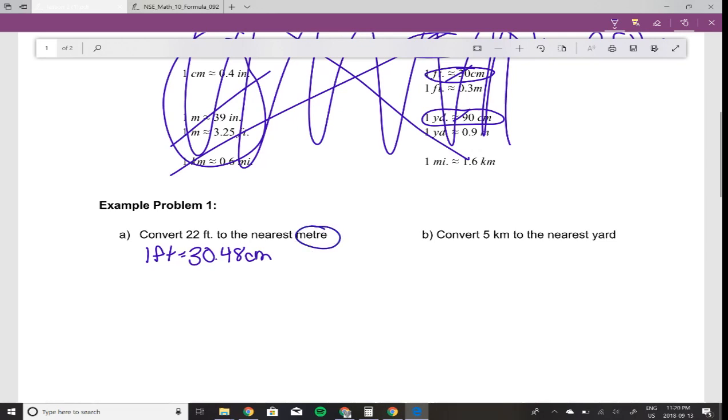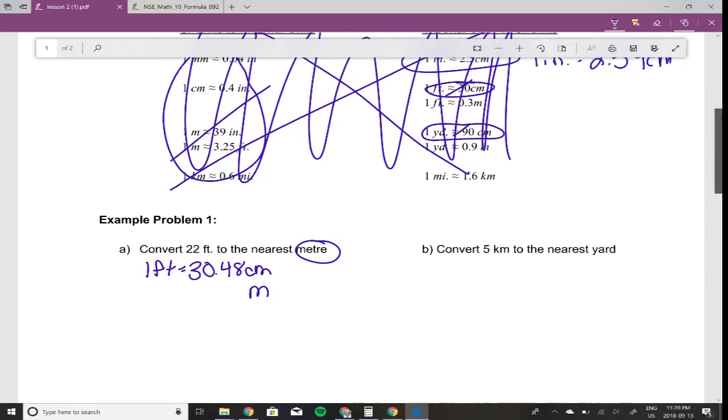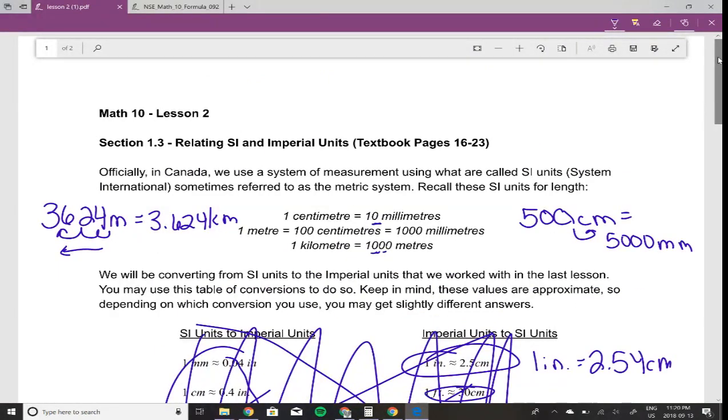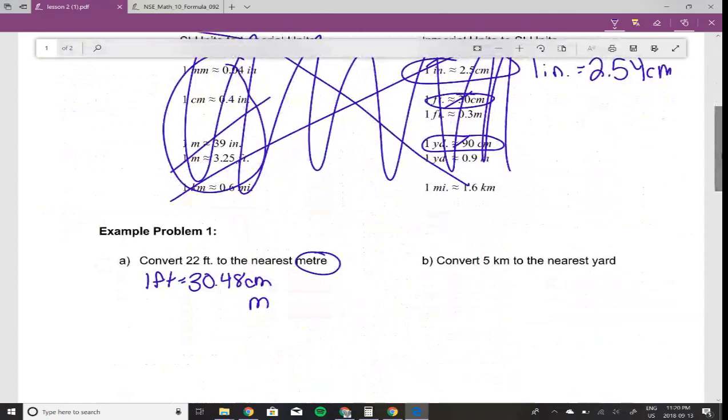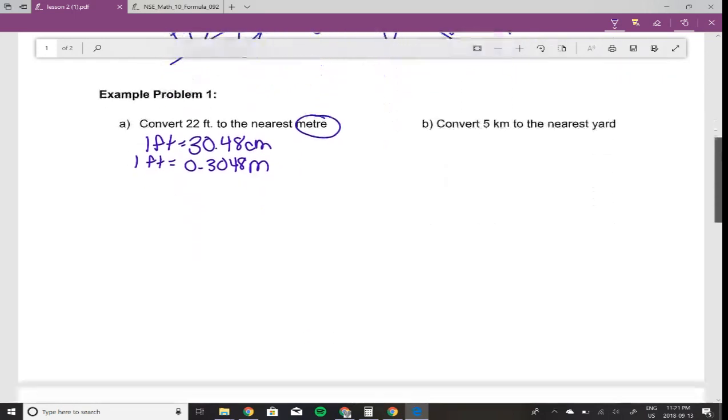The great thing is that we can really easily convert this to meters. If we scroll up, we see that there are 100 centimeters in a meter. So there are 2 zeros. We're going to move our decimal place 2 spots. So 30.48 becomes 0.3048. So 1 foot is 0.3048 meters. Okay. So to use our conversion factor, we start with what we're given, which is 22 feet.